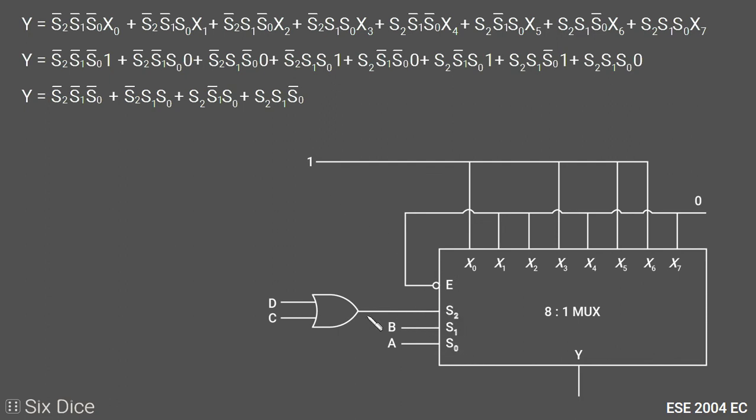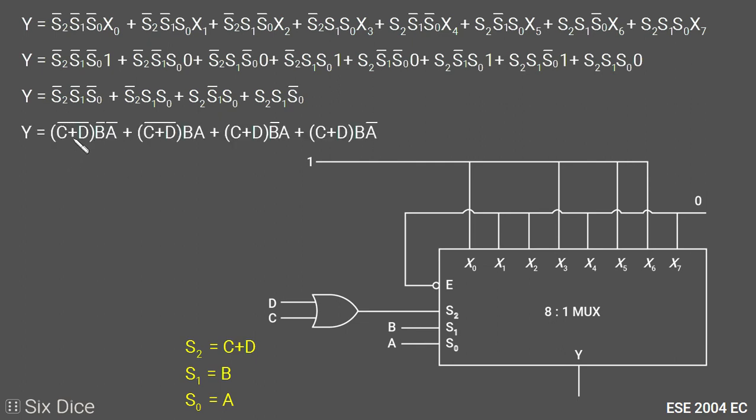S2 is connected to the output of this OR gate, and the inputs of this OR gate are C and D. So S2 will be the output of this OR gate, which is C plus D, and B is directly connected to S1. So S1 will be B, and A is directly connected to S0, so S0 will be A. Now we will put all of these values of S2, S1 and S0 into this Boolean equation.